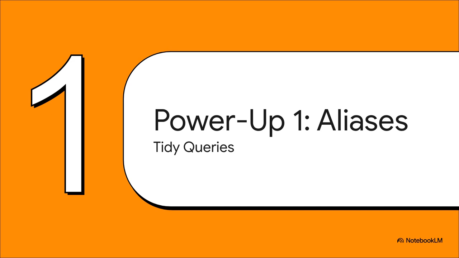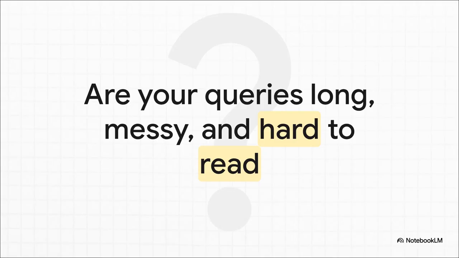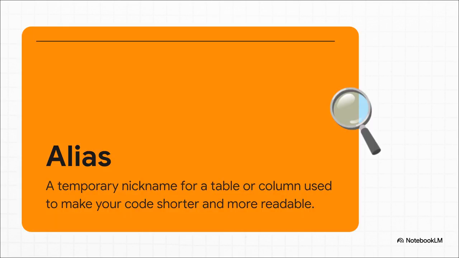more professional. We're talking about aliases. It's a simple little trick that makes a huge difference. You've been there, right? You're joining a few tables, their names are super long and descriptive, the column names are kind of clunky, and pretty soon your query is just this tangled mess. I mean, it works, but good luck trying to figure out what it does 6 months from now.